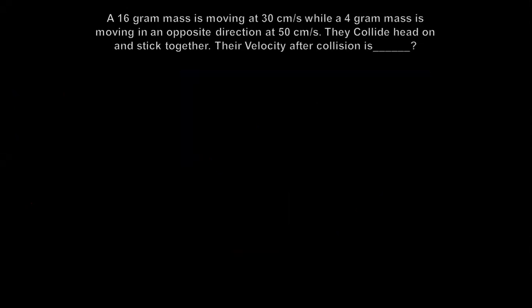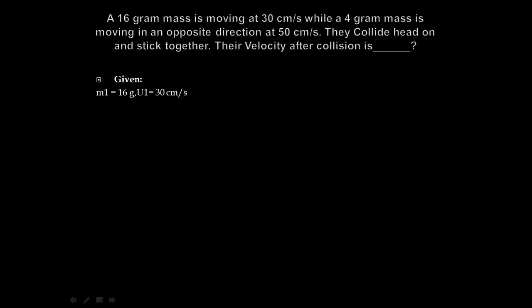Now let's proceed. A 16 gram mass is moving at 30 centimeters per second, while a 4 gram mass is moving in the opposite direction at 50 centimeters per second. They collide head-on and stick together. Now we're going to determine the velocity after the collision.